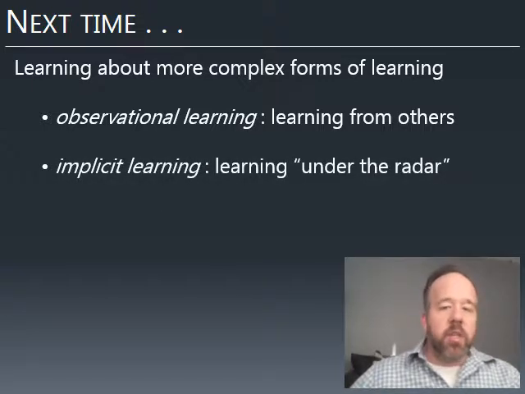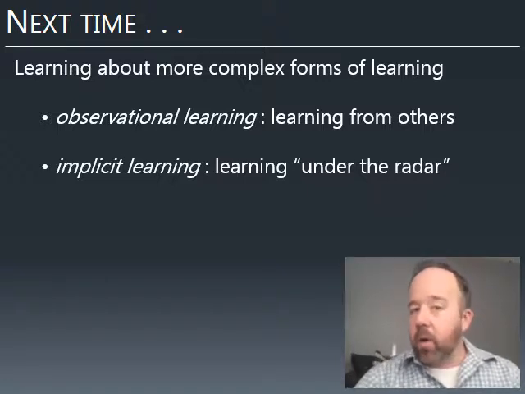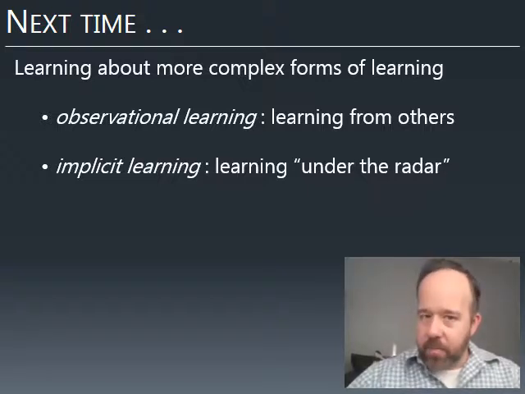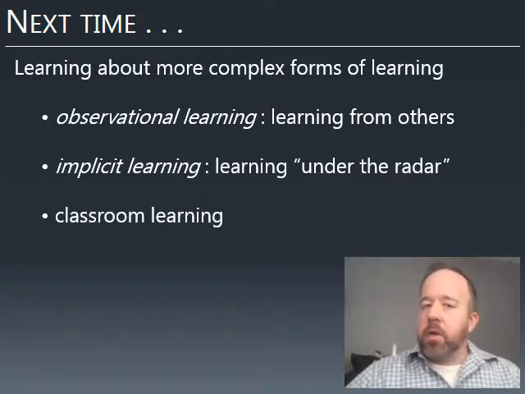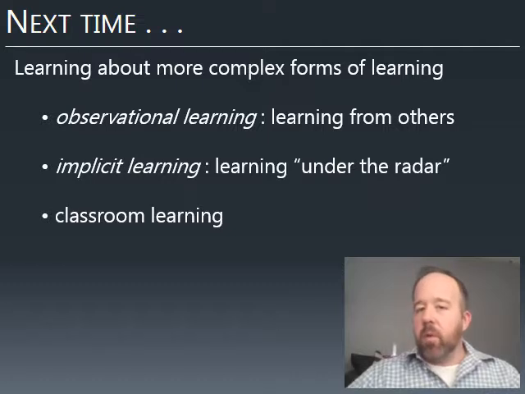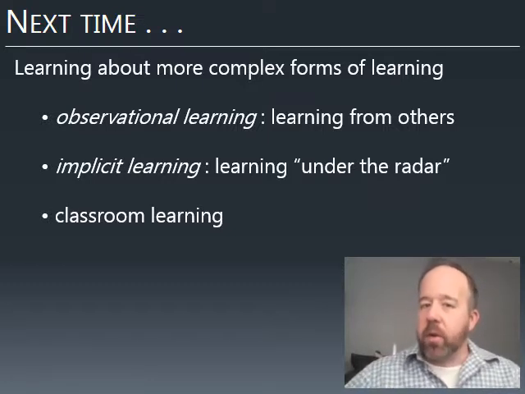We'll also learn about implicit learning, which is learning that happens under the radar, so to speak. We're often not aware of it. We're not aware that we're learning anything, and we're often not aware that our behavior is changing. I will also wrap up by talking about classroom learning, which is obviously relevant for a university course, but we'll understand what aids learning, what doesn't aid learning so much in that particular context.